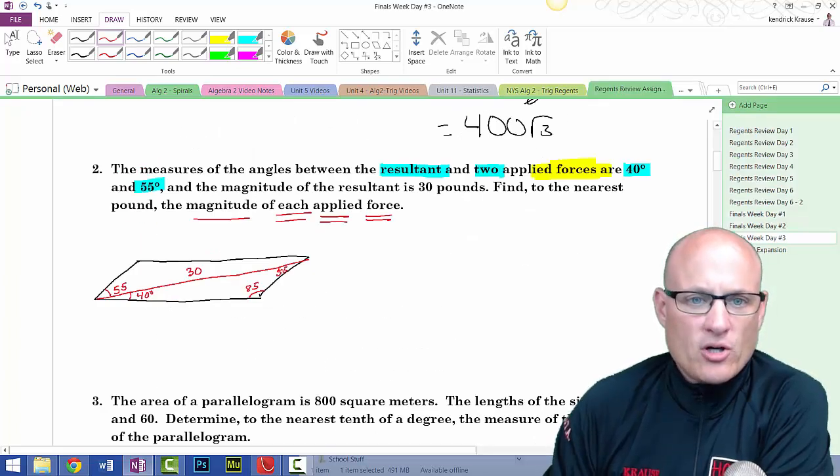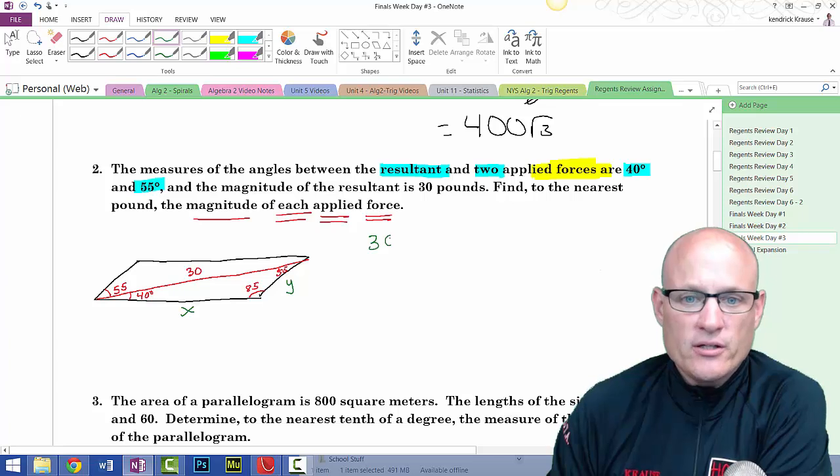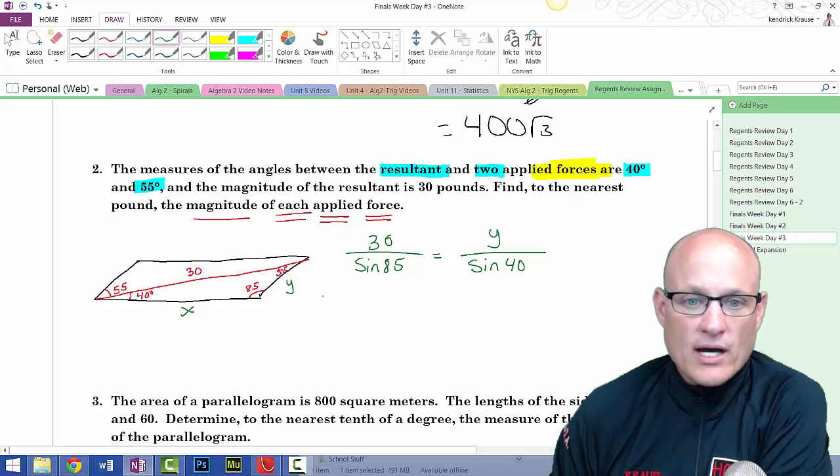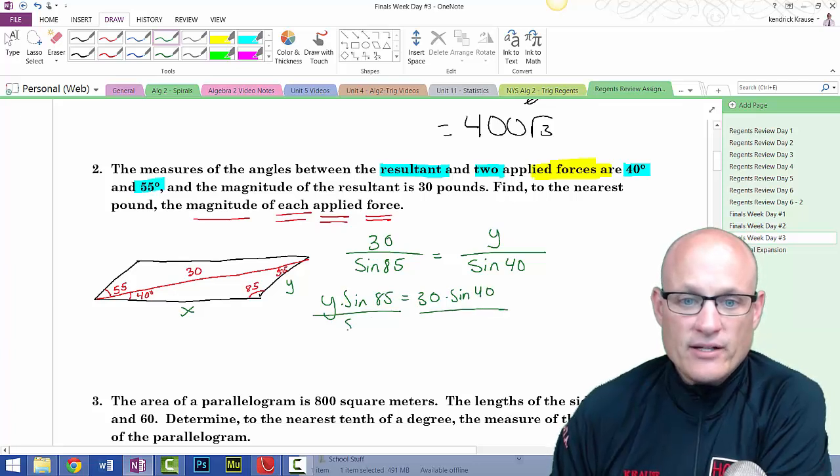What we want to do is I want to call one of these x and one of these y. So what I'm going to do is 30 over the sine of 85 is equal to, and let's find y first, y over the sine of 40 degrees. And we will cross multiply. So I get y times the sine of 85 is equal to 30 times the sine of 40. Divide by sine of 85.